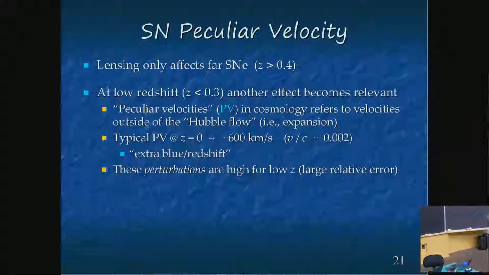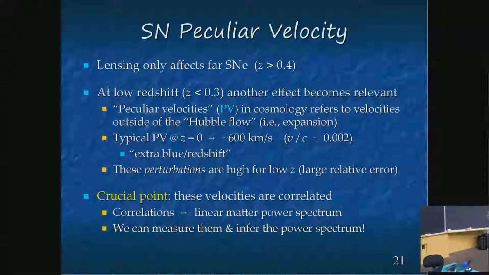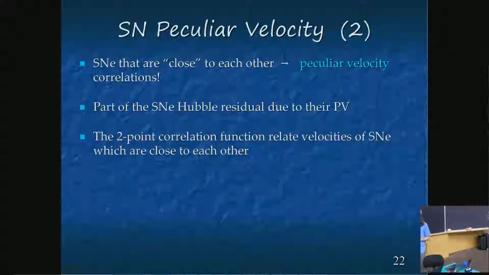When people talk about redshift, they say there's a cosmological redshift, which you want to know, as also alluded to in the different talks. But then there is some extra noisy redshift, which is the peculiar velocity one. Those redshifts can be quite high and give a large relative error. In fact, in the supernova catalogs, for the most nearby supernovae, the error budget is mostly due to peculiar velocity. Now, the crucial point is that the peculiar velocities are correlated. Correlation just means that you are probing the two-point correlation, the power spectrum. So we can measure this and infer the power spectrum by looking at the correlations in the supernova magnitudes. Now I'm talking about two-point correlation functions, whereas in lensing I was talking about the one-point correlation function.